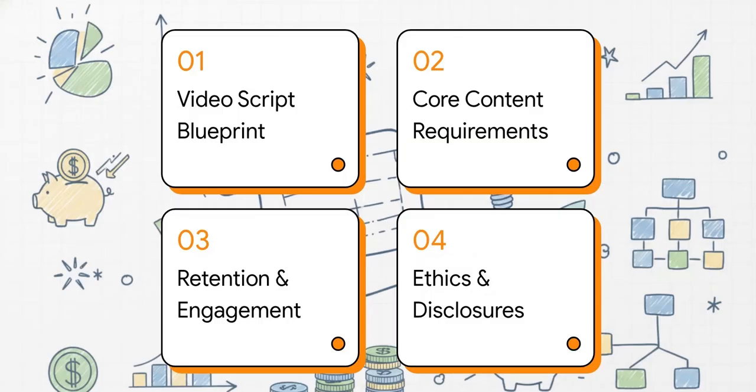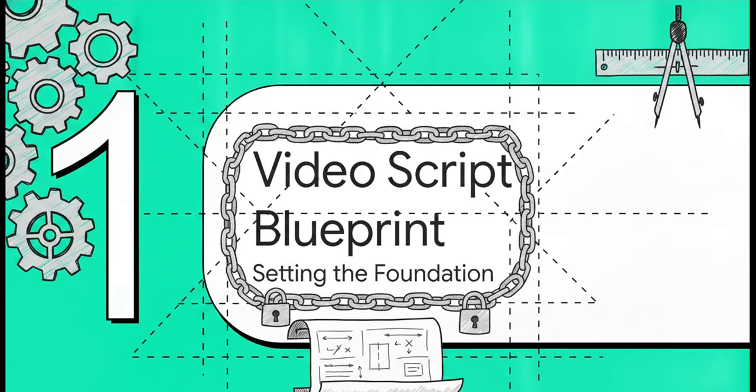Here is our roadmap for today's explainer. First up, the video script blueprint. Second, core content requirements. Third, retention and audience engagement. And finally, ethics, risks, and disclosures. All right, let's jump straight into Section 1, the video script blueprint, setting the foundation.